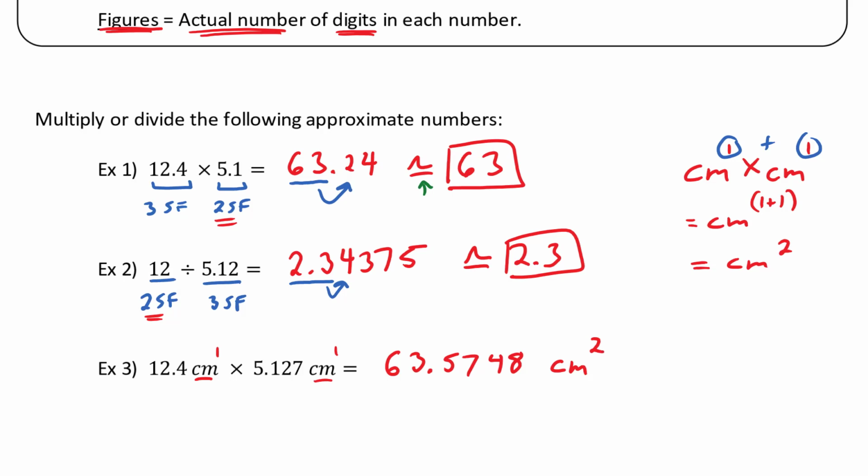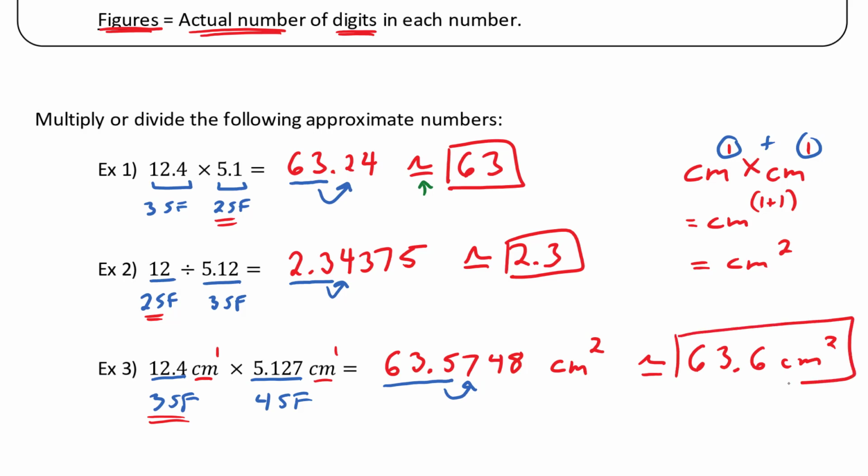Now let's round off to the proper number of digits. Here we have 3 significant figures. Here we have 4 significant figures. 3 is less than 4, so we're going to round off to 3 significant figures. That number is greater than 5, so this rounds off to 63.6 centimeters squared. Remember, if there's units in there, you must include them.